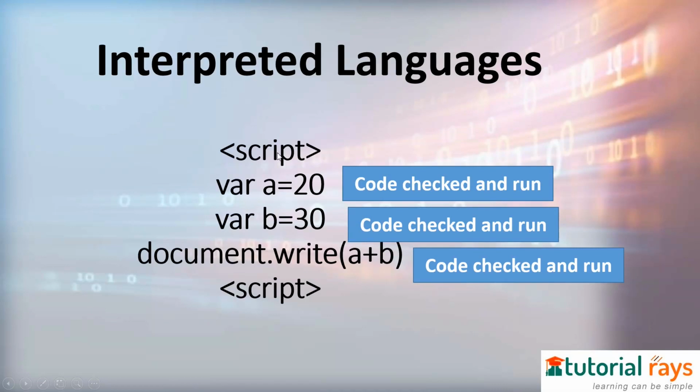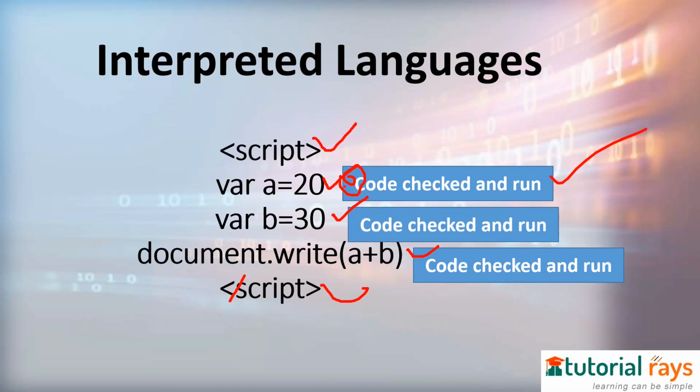Let's see the example of simple JavaScript code. Suppose we have written script and script close, var a = 20, var b = 30, and then document.write(a + b). So what happens here in a compiled language? You understand this. In a compiled language, first the whole code is checked and then executed. Here there will be no new file. Directly the source file will be read and executed.